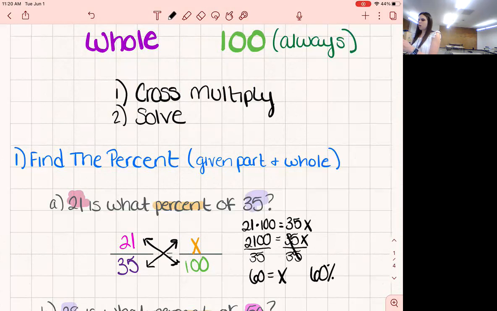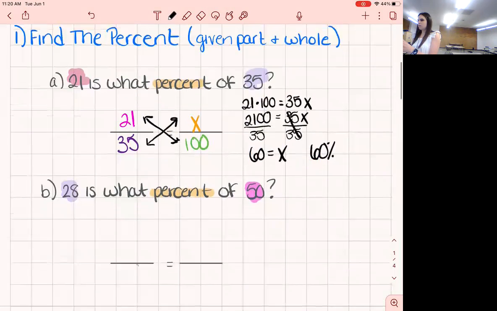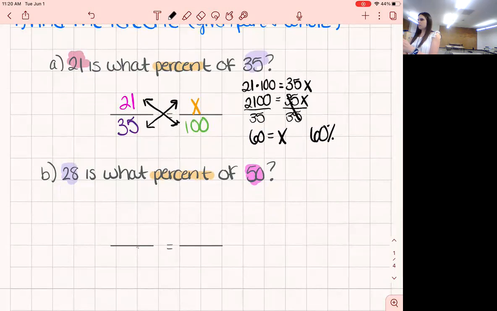So that's when it says what percent. So we'll do another one of those. I have a feeling that my highlighting is backwards again, so I will fix it. The part is my pink, that's 28. The whole is 50. When I set that up, we're going to have 28, and I could do colors, but this time I'm not going to. The whole is 50. I don't know the percent, and this bottom is always 100.